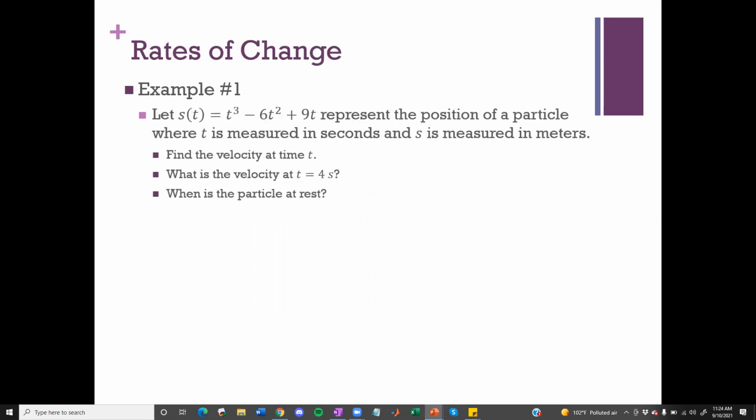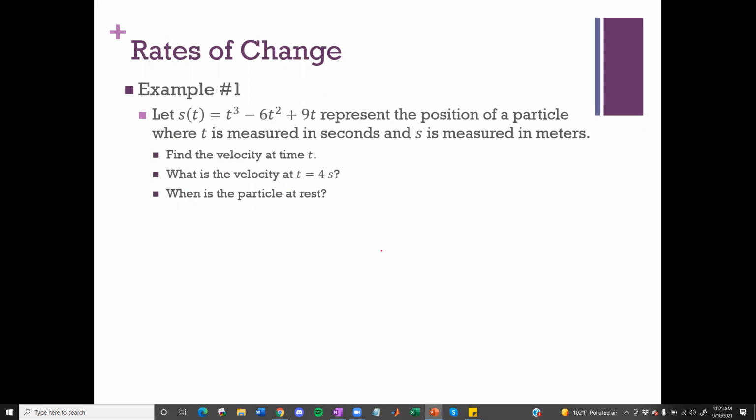So we've talked about speed in the past. I think the very first thing we talked about as a motivating example was the idea of speed. So let's get back into that. I'm giving you a particle just moving around in one direction, and its distance from some starting point, its position, is given by this function. Position is measured in s, time is given by t. So the first thing I want to do is find the velocity at time t.